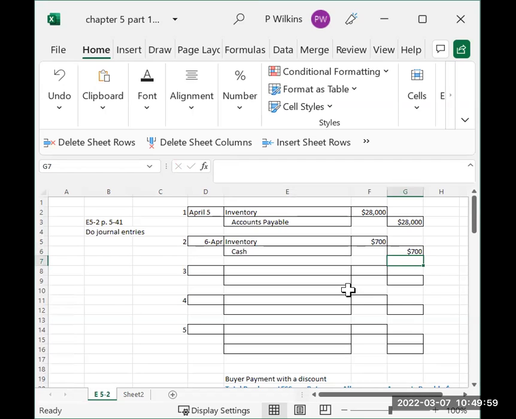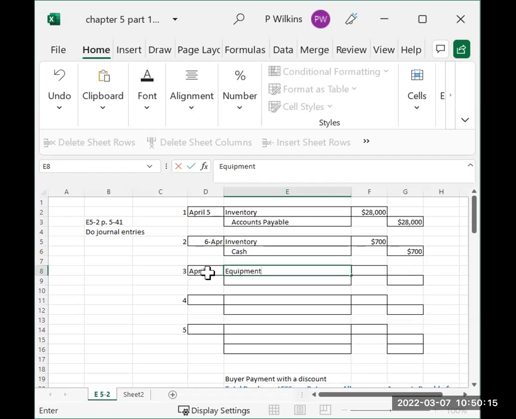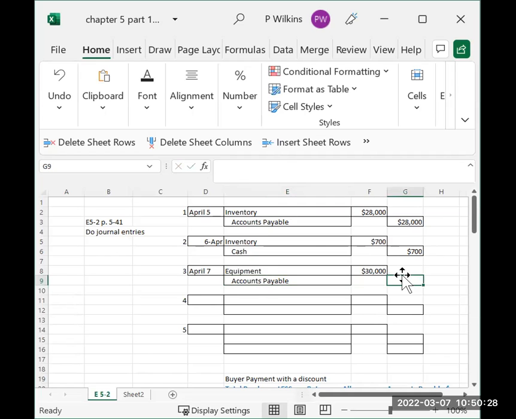Okay. Now, number 3, on April 7th, purchased equipment on account for $30,000. Oh, well, what do we get? We got equipment. So, April 7th, we're going to debit equipment for $30,000. And it doesn't say pays or paid. So it doesn't say we paid it. So we're assuming if it doesn't say we paid it, we bought it on account. So accounts payable.